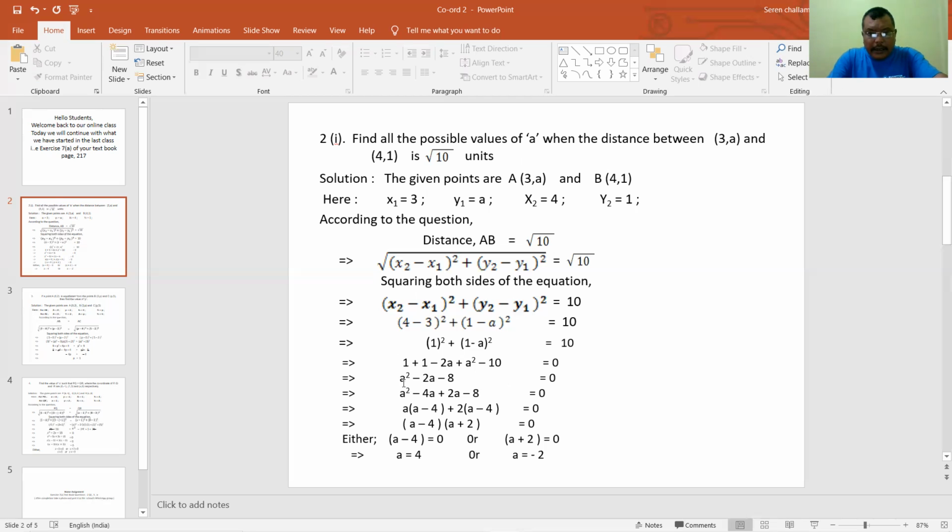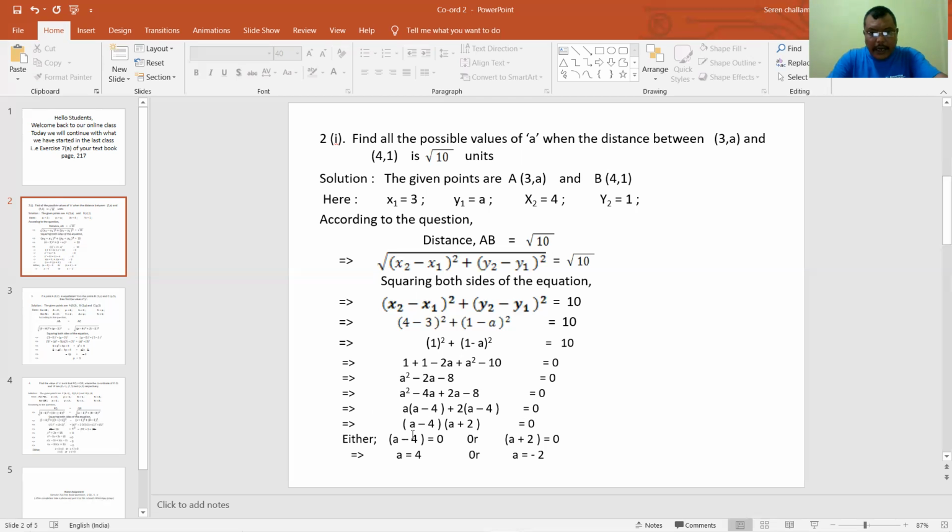Now this is a quadratic polynomial, so we have to factorize it by splitting the middle term. Since 4 into 2 is 8, and minus 4a plus 2a gives minus 2a, we write the middle term as minus 4a plus 2a. So a squared minus 4a plus 2a minus 8 equal to 0. Between the first and second term, a is common, so we take a common, we are left with a minus 4. For the third and fourth term, 2 is common, we are left with a minus 4. It is equal to 0.